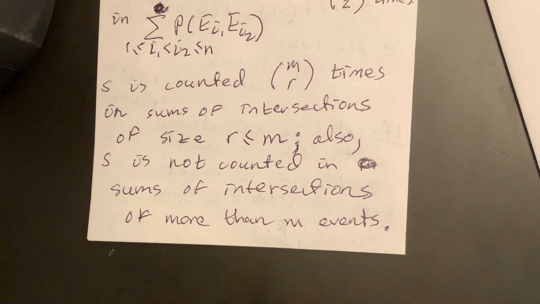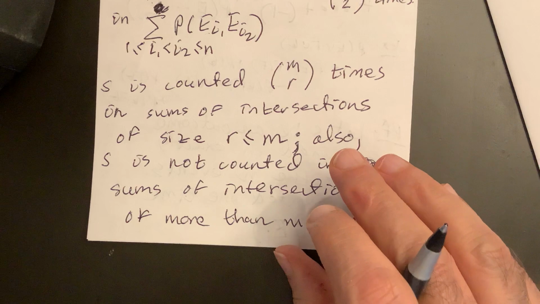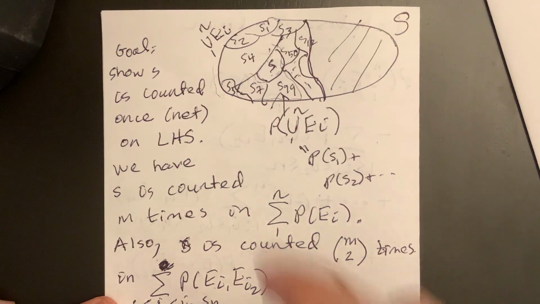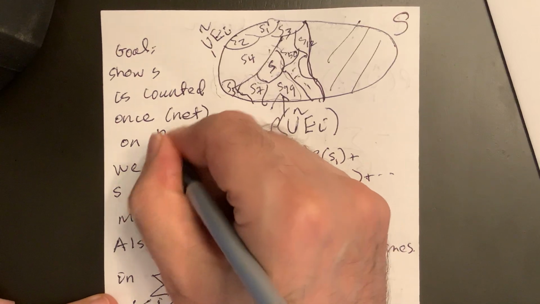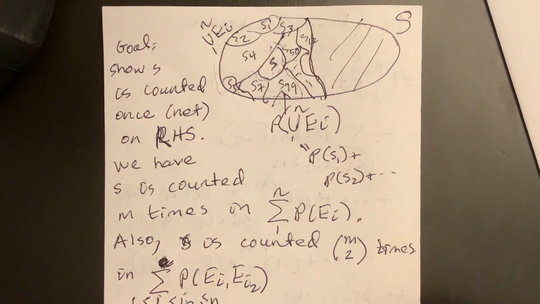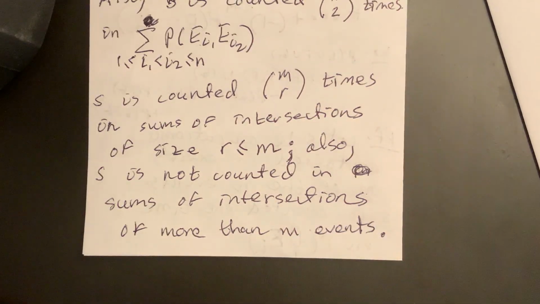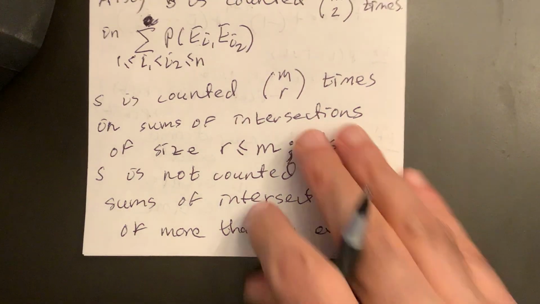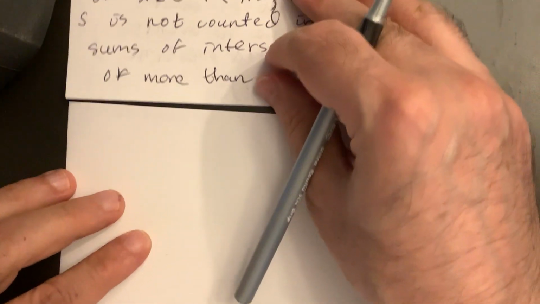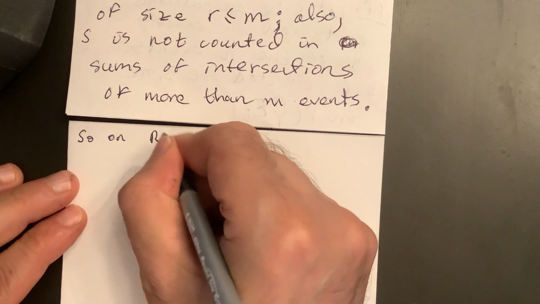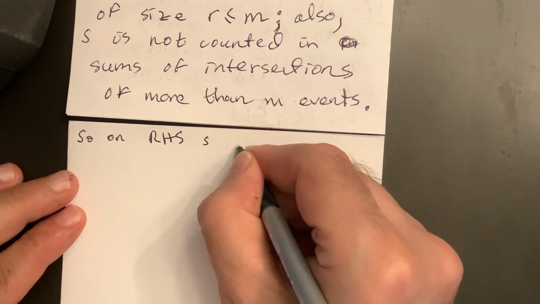Okay, so we're in good shape here. We've got counts for it on the left, on the right. I should have written right-hand side. Here, this should say on the right-hand side. Okay, so we've got counts for each term, and we know the signs, so we just have to add it together, okay? So let's do that. So on RHS, S is counted.